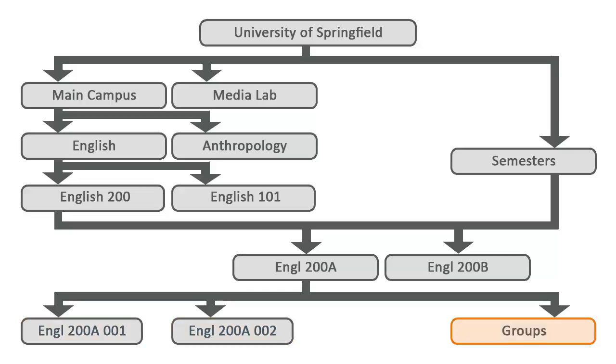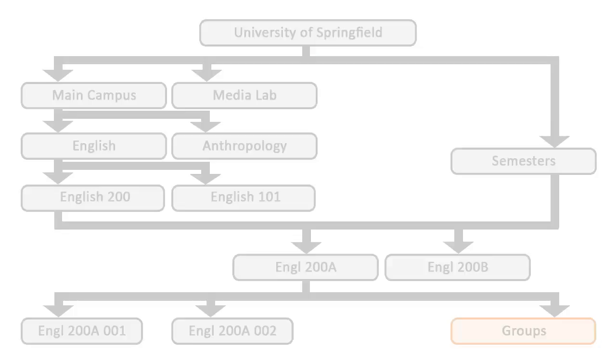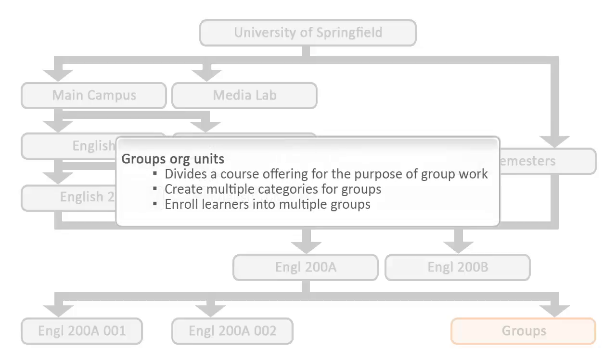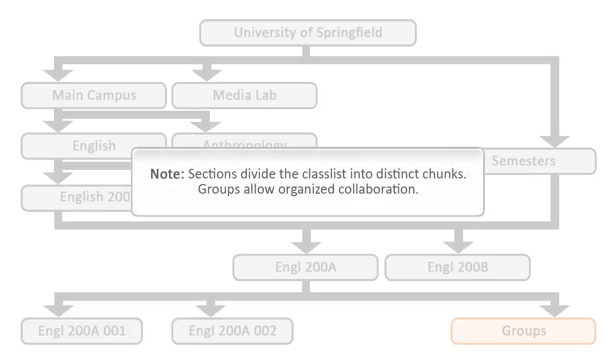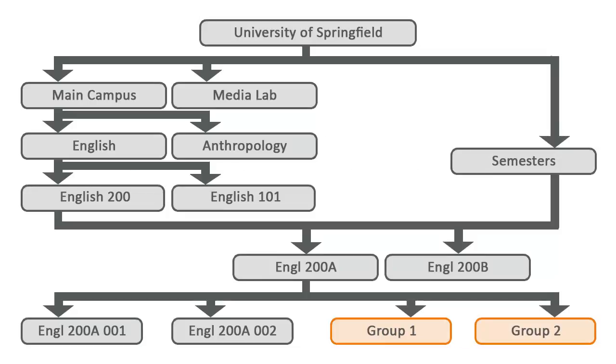Groups provide an additional layer of structure to the hierarchy. Groups divide a course offering for the purpose of group work. You can create multiple categories for groups and enroll learners into one or more groups. Note: sections divide the class list into distinct chunks. Groups allow organized collaboration. In this example, the class is divided into two collaborative groups for a project.